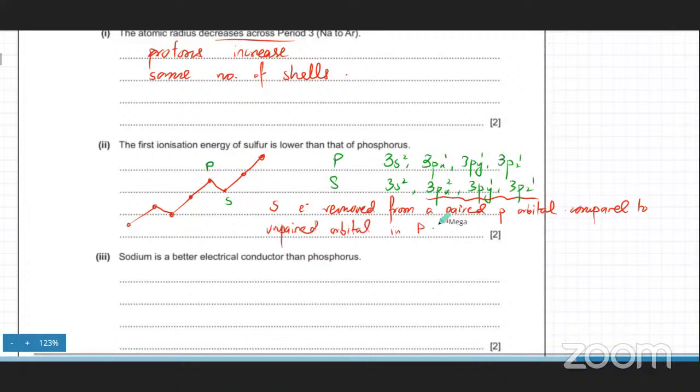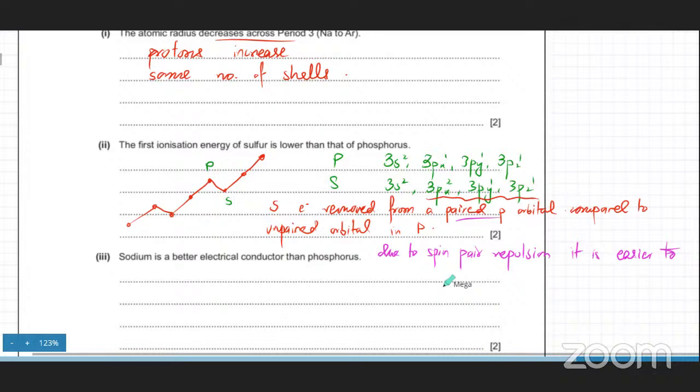And the second point is that it's easier to remove an electron because of spin pair repulsion. The two electrons would be repelling each other. So the second point is going to be that, due to spin pair repulsion, it is easier to remove electrons in sulfur.